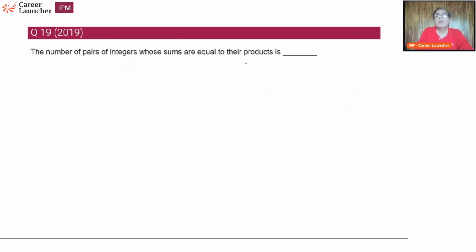Number of pairs of integers whose sum is equal to their product. Again, 9th, 10th. What example? 2 plus 2 equal to 2 into 2. Okay. Another example, 0 plus 0 equal to 0 into 0. Can you think of more things? This has got nothing to do with maths, by the way. Is it not a common sense kind of question? And that is what you should be looking for. Question 19, again, I would say attempt.